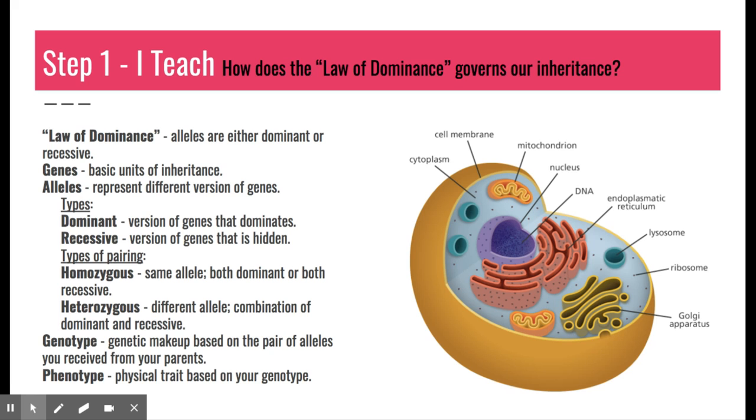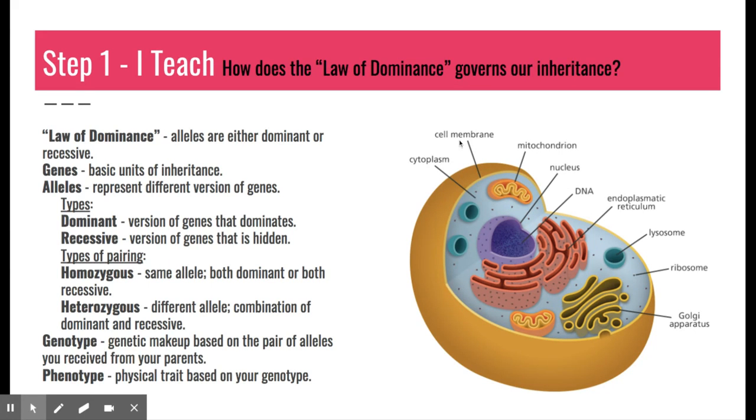So you can take the lesson portion by portion or one by one. First, what is the law of dominance? The law of dominance is the law of inheritance, proposed by Gregor Mendel, that states that alleles are either dominant or recessive. Later on, we're going to know what it means to be dominant or recessive. But right now, we're going to explain what an allele is.